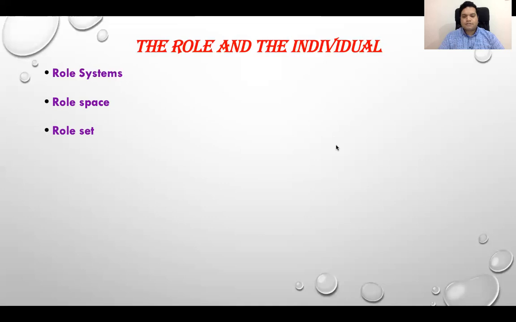Role sets are subsystems or interrelationships between a particular role and the other roles in an organizational system. Role linkage is an important concept in role satisfaction and role conflict. Role is a very useful concept in understanding the dynamics of integration of an individual.